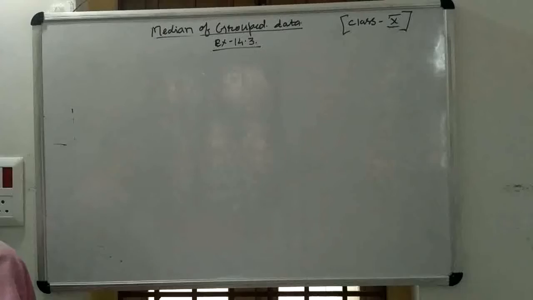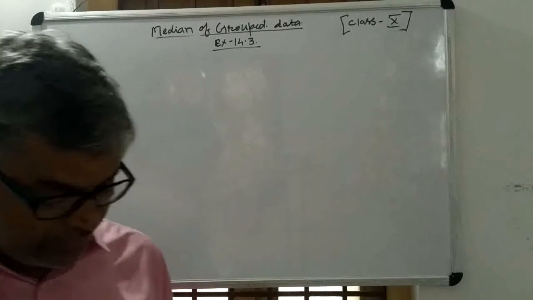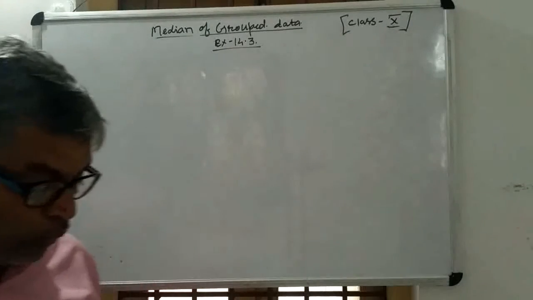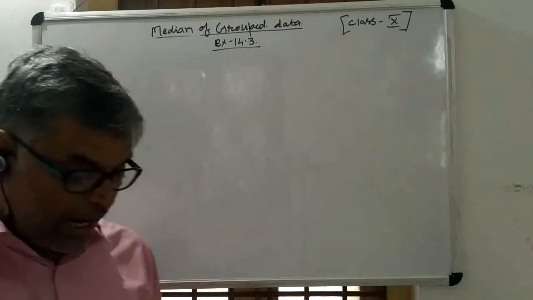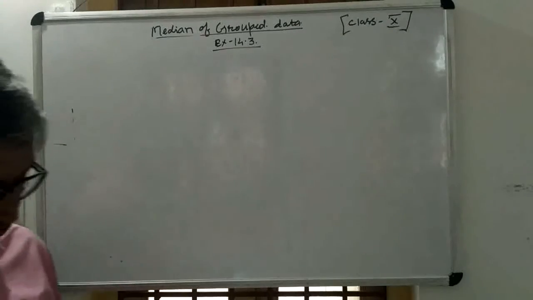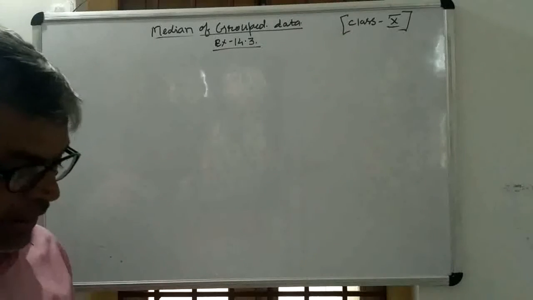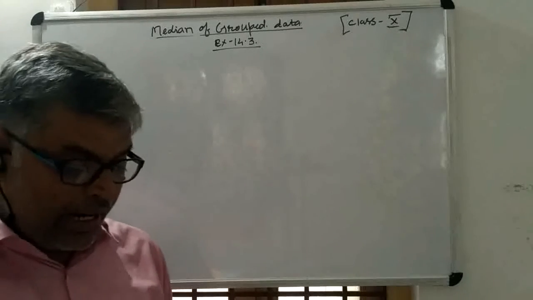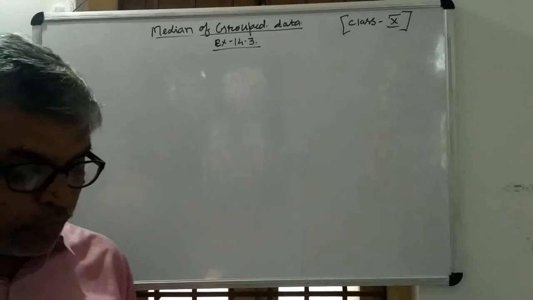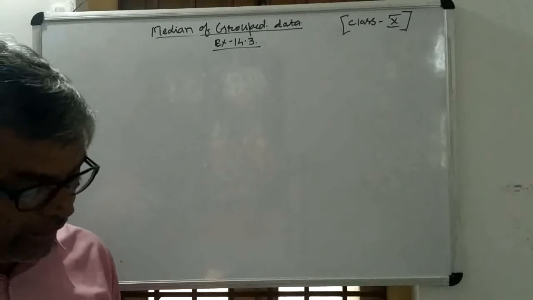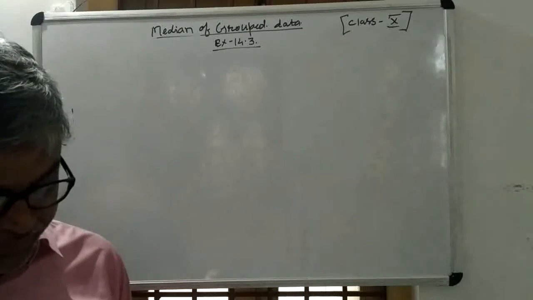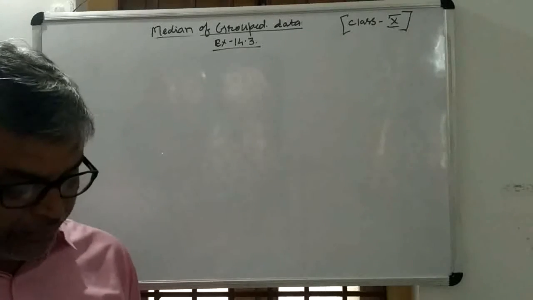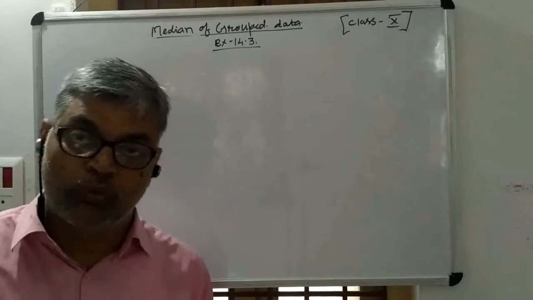Question number 4 says that the lengths of 40 leaves of a plant are measured correct to the nearest millimeter, and the data obtained is represented in the following table. Length is given in the form of class interval in millimeters: 118 to 126, 127 to 135, 136 to 144, 145 to 153, and so on.